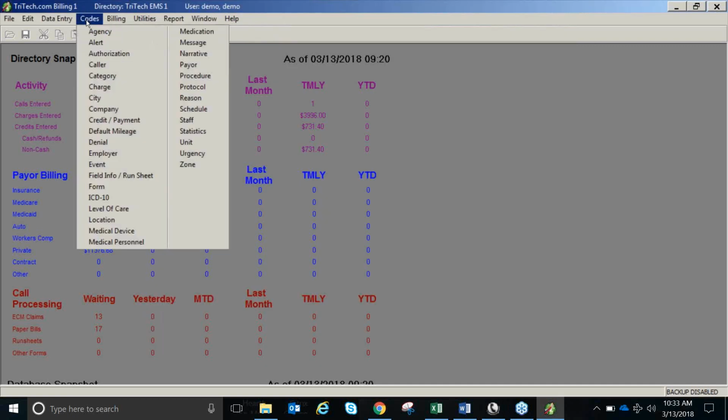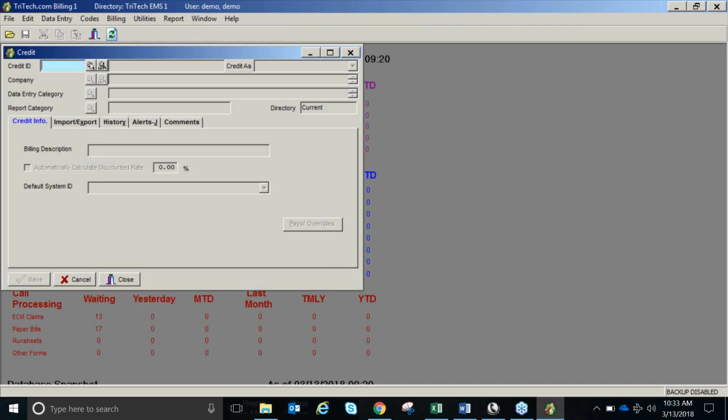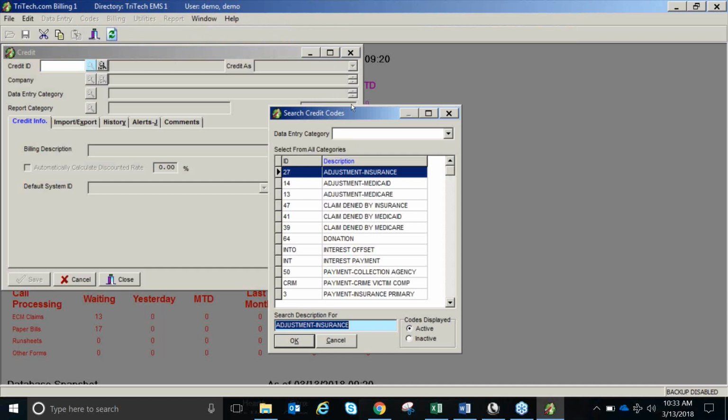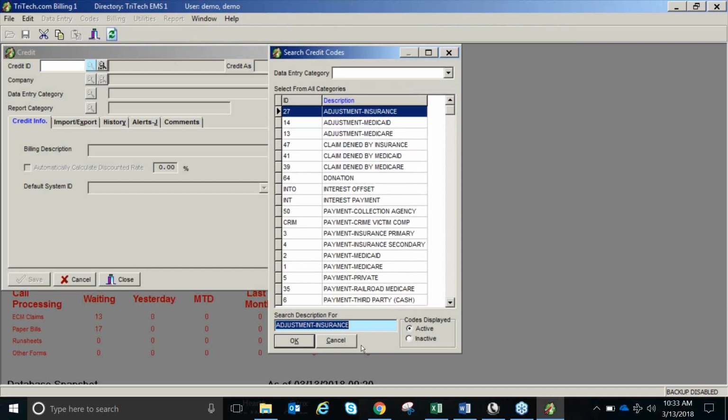So to our codes drop down, and we choose credit and payment. Many of you, when you click on the little lookup button or you do your F2 key, you actually will see credit codes that look similar to this. Now, this is what our accounting friends love to see because they like to see that we have adjustments, and they're in alphabetical order. So our adjustments start at the top.